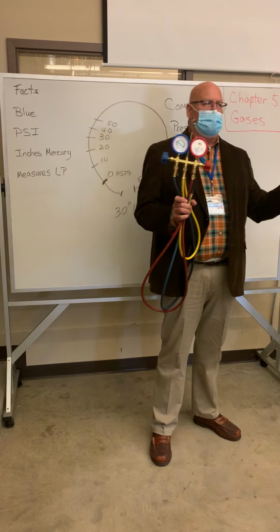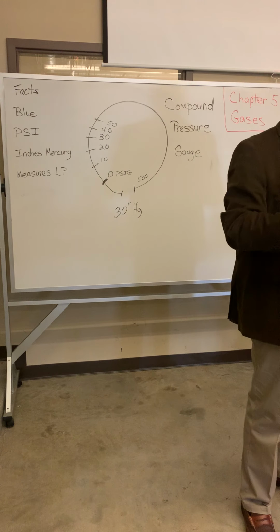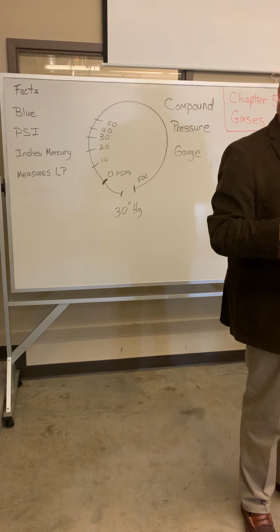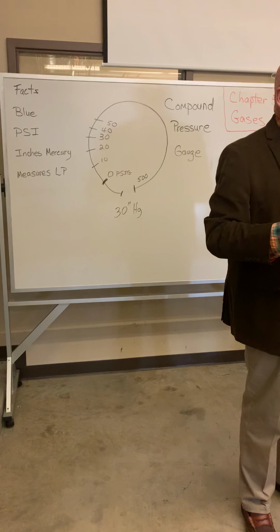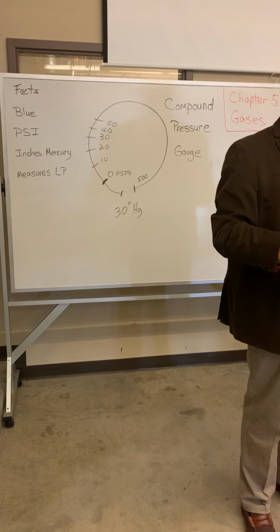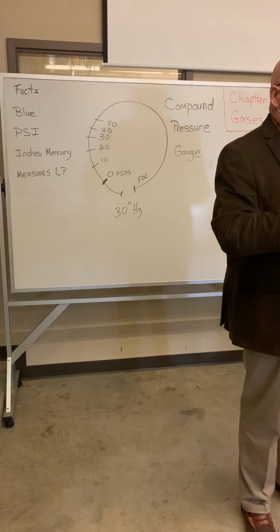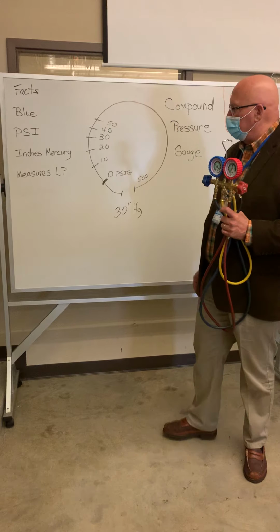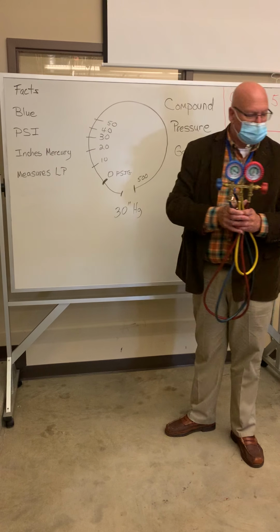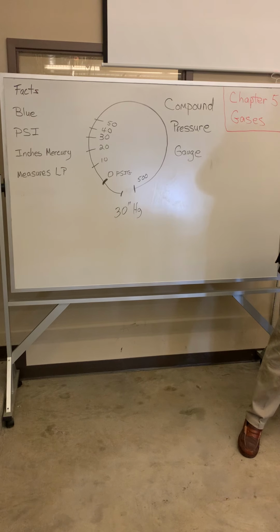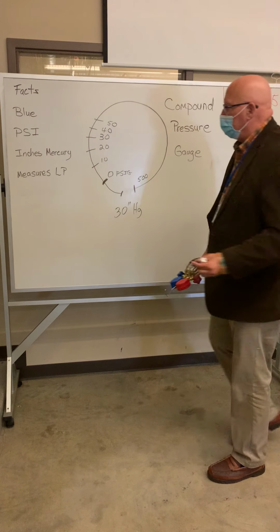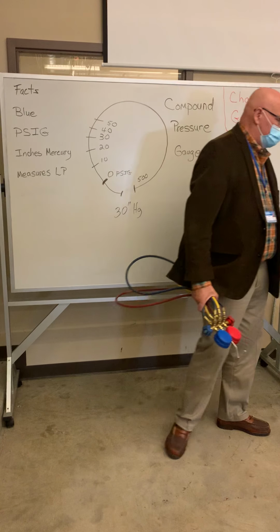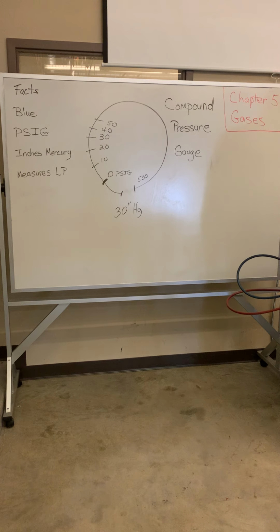When I say pound, I mean pound per square inch. So the pound is the pressure, and the square inch refers to the area that that pressure is being exerted on. And then when it comes to gauges, we even add another letter to PSI, pound per square inch. We're going to add the letter G, pound per square inch gauge. And I'm going to explain to you what I mean by that.